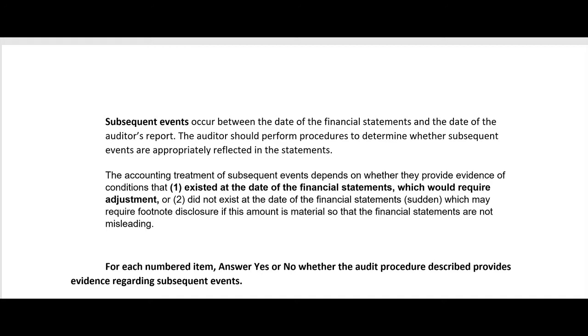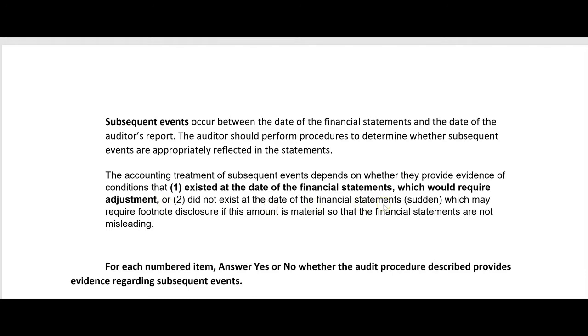So subsequent events occur between the date of the financial statements and the date of the auditor's report. The auditor should perform procedures to determine whether subsequent events are appropriately reflected in the statements. Now, what does appropriately reflected in the statements mean when it comes to subsequent events? Well, the accounting treatment of subsequent events depends on whether they provide evidence of conditions that, one, existed at the date of the financial statements, which would require adjustment to the financial statements at year end, or did not exist at the date of the financial statements.